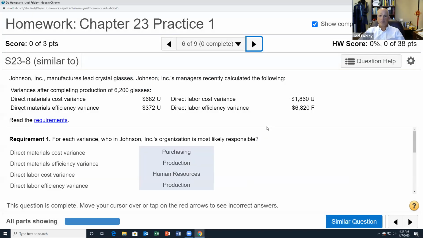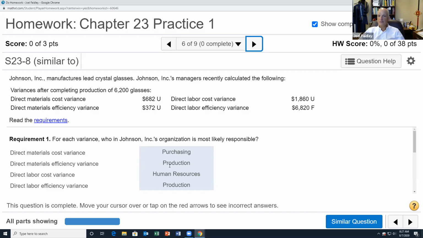Number 6. All right, this information is given. You already know what the calculations are. Maybe somebody in accounting has done this. So now it's up to you as a manager to determine, well, who's responsible for this? Direct materials cost variance. Well, they have a bill of material cost in there, not only on what you use, but also the price. And so purchasing, supply chain are the ones actually executing the contract. So the question is, why did they pay $682 more than they were supposed to?